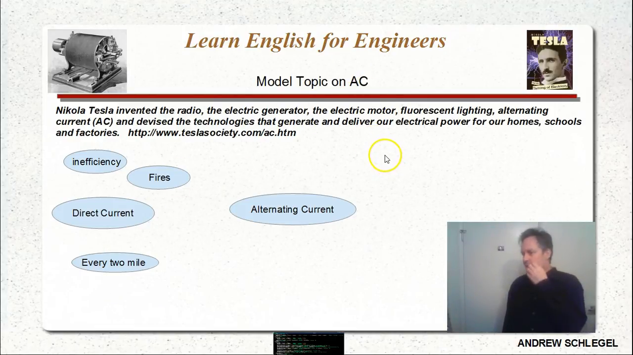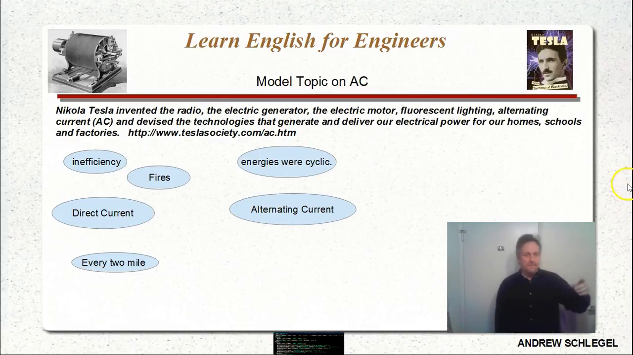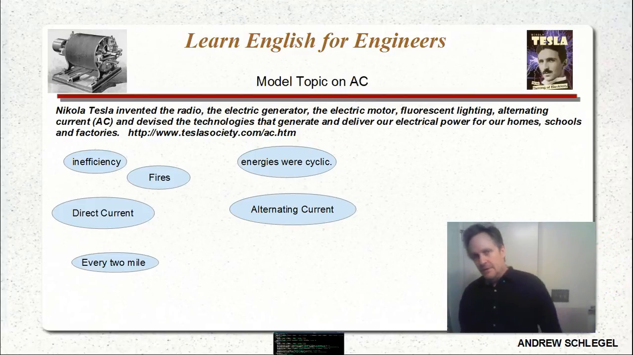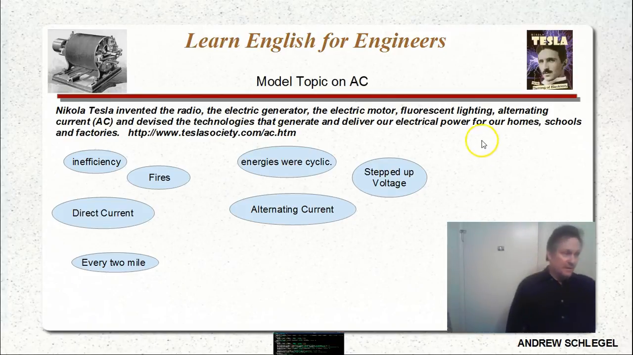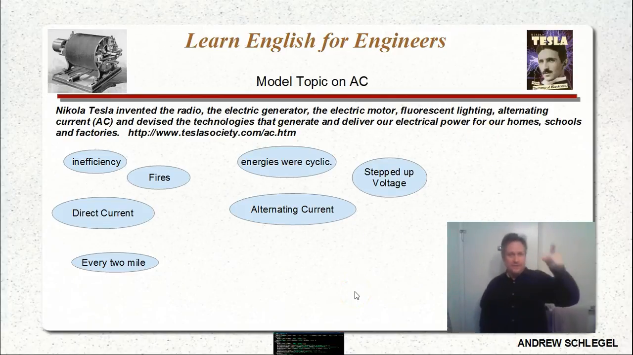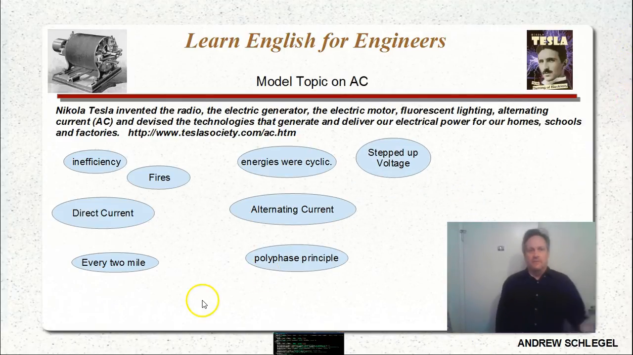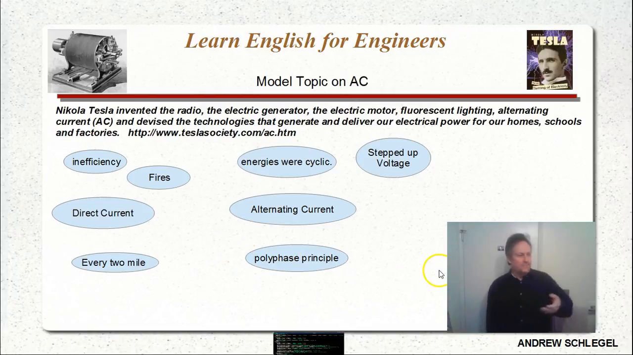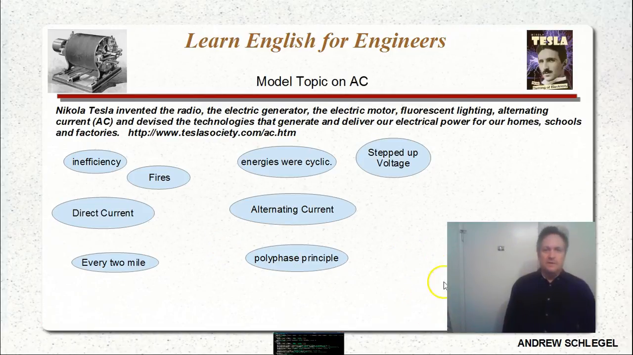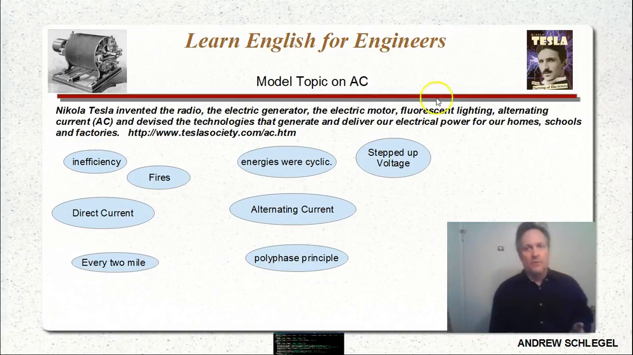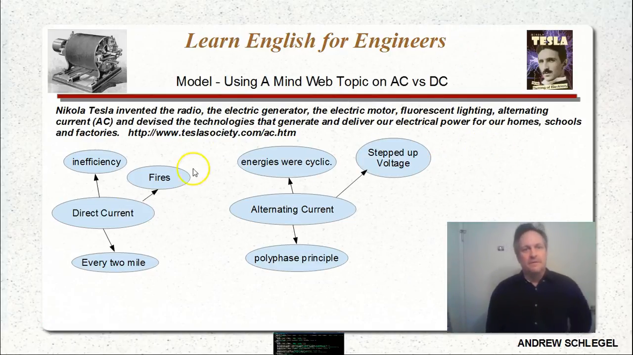So let's talk about alternating current. What did Tesla say about that? Right, very good. Energies are cyclic. What else? That's the key thing. Right, very good. Good job. Stepped up voltage. You cannot step up a DC voltage, but you can step up an AC voltage. And what does that mean? What's the purpose of that? Well, we're going to discuss that a little bit as we go along. And yes, polyphase principle. Okay, so this is good. There's more. You can read through it. I'm just providing you an example. There's definitely more. Let's go ahead and fill these lines.